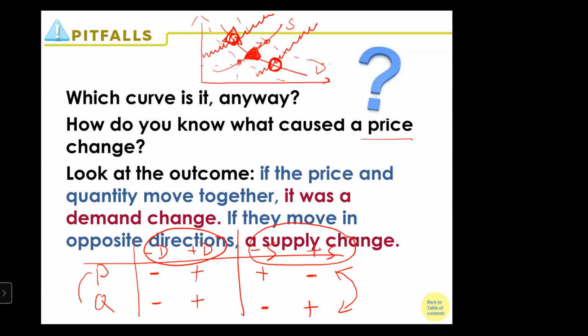right? So to summarize, if we observe a price change, and we find out the quantity moves in the same direction as price, that means this is a demand change. If we observe a price change, but at the same time the quantity moves in the opposite direction, then we can say that's a supply change.